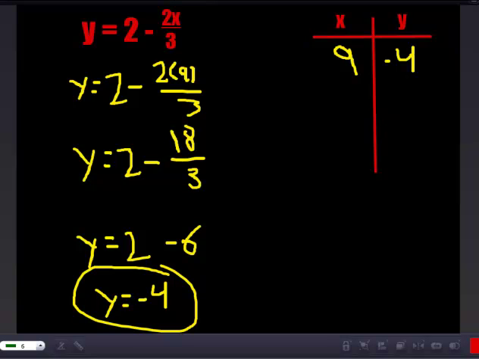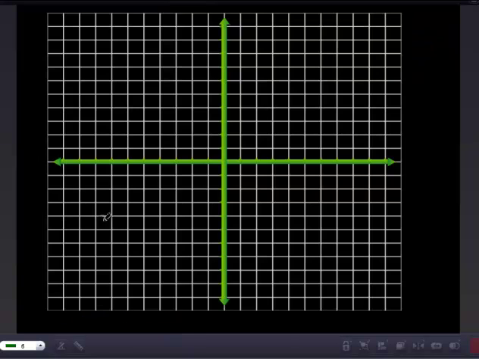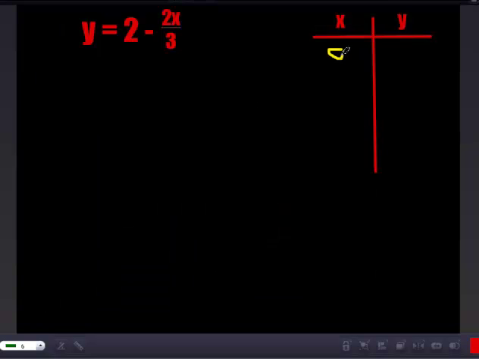If I want to take this one step further, I could go to the coordinate grid and graph this. So I could go over 1, 2, 3, 4, 5, 6, 7, 8, 9, down 1, 2, 3, 4, and put it right on the coordinate grid. I could do some more, so instead of just having 9 and negative 4, I might want to pick something else. 0 is a good number to usually work with.